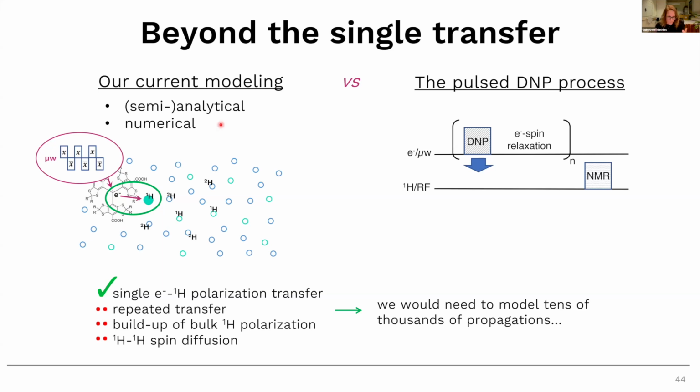But of course, as you know, this is not the whole DNP process. It's an important step, so it can be a bottleneck, but there's clearly more going on. The first thing that we would like to add to this simulation is the repeated transfer, because after all, when we build up the bulk polarization, we have to do this transfer typically thousands of times. Well, you've seen the pulse DNP scheme by now. This is computationally costly to do because it means that we would need to simulate or model tens of thousands of propagations. So it's not so easy to do.